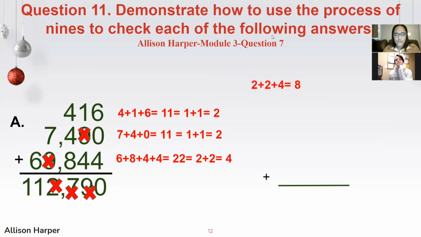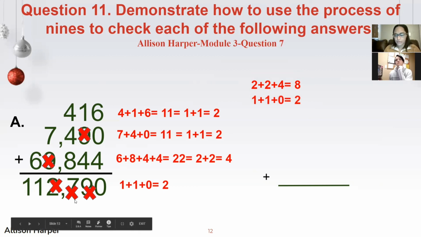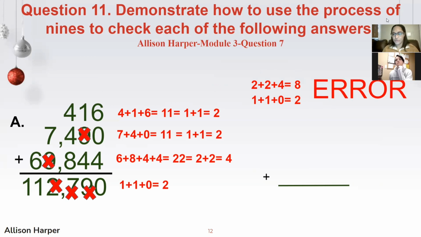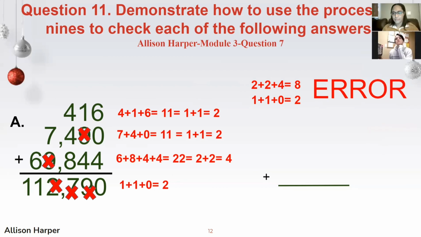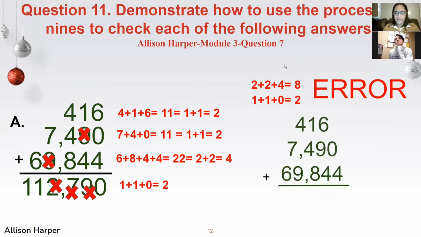Okay, so now we're going to add up all of our answers that we got over here. So 2 plus 2 plus 4 gives us 8. And then we're going to go down here to our answer and add these up. So 1 plus 1 plus 0 is 2. So then we have our 2. But there is an error because our 2 and our 8 are not the same number. So there's an error. And so now we're just going to go back and add this and see what our true answer is.